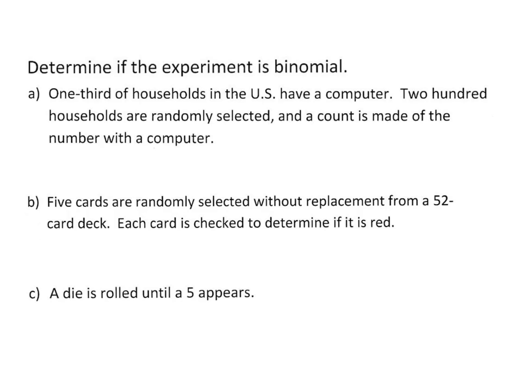1/3 of households in the U.S. have a computer. 200 households are randomly selected. A count is made of the number with the computer. So, first off, are there 2 possible outcomes here? Yes. What are the outcomes? Have a computer or not have a computer. In this case, which one is the success? Having a computer, okay? So we've got that part. Are there a fixed number of trials? We're counting exactly how many households? 200. 200, so we know that already.